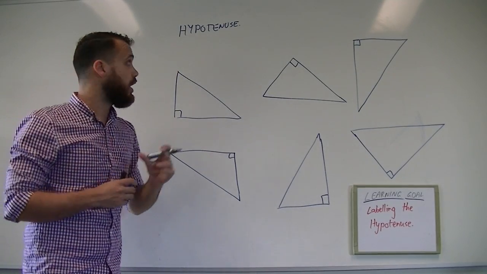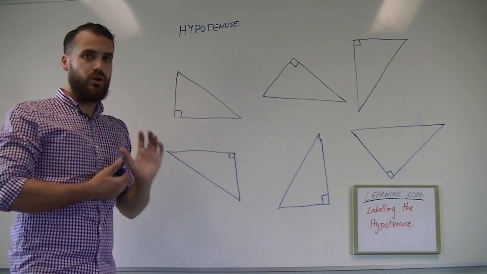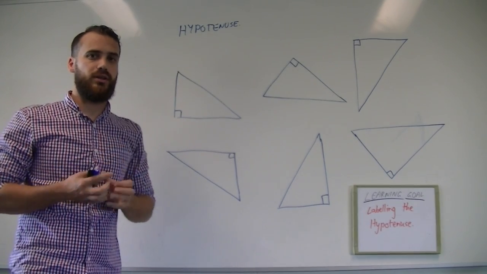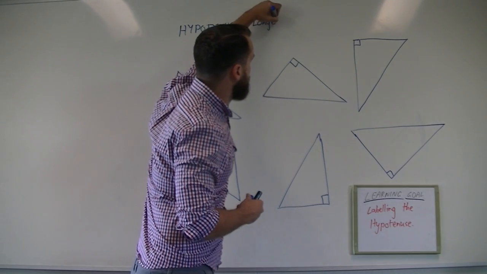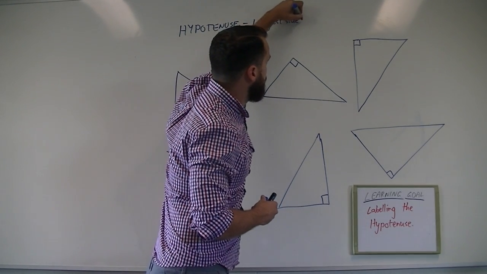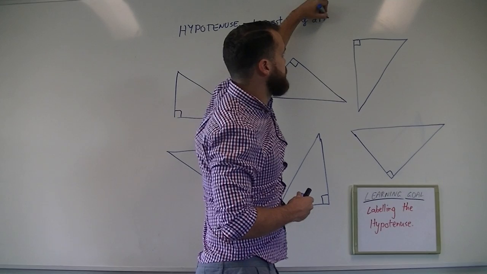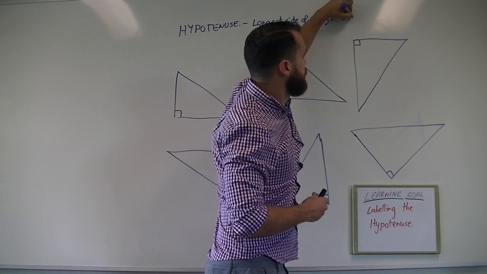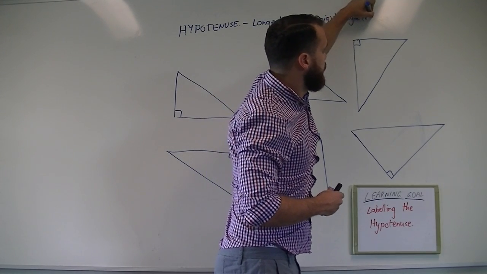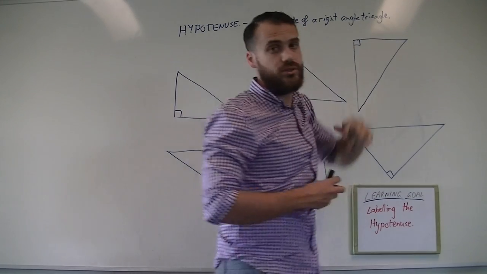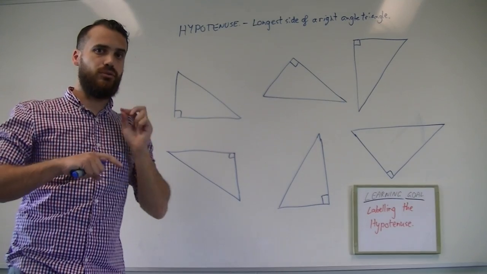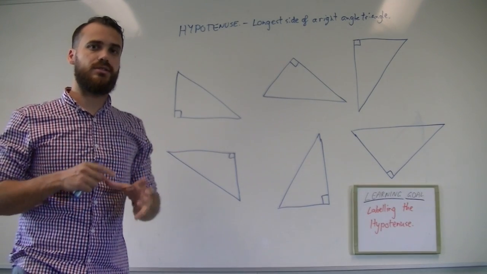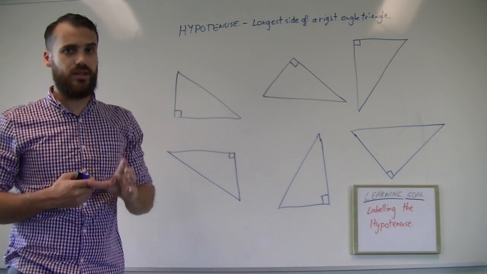Okay, now the hypotenuse is the longest side of a right-angled triangle. The longest side of a right-angled triangle. Okay, so two really important things there. One, longest side. Two, of a right-angled triangle. A hypotenuse doesn't exist unless the triangle is a right angle.